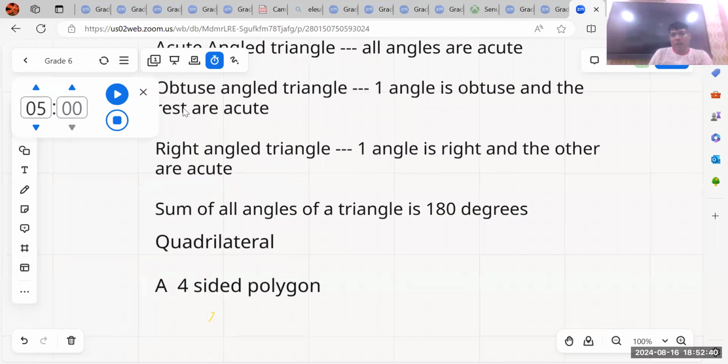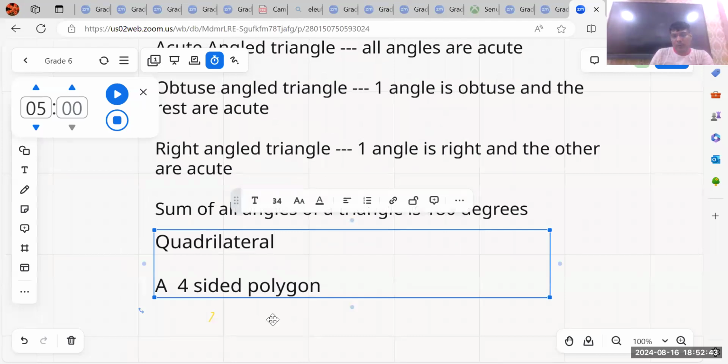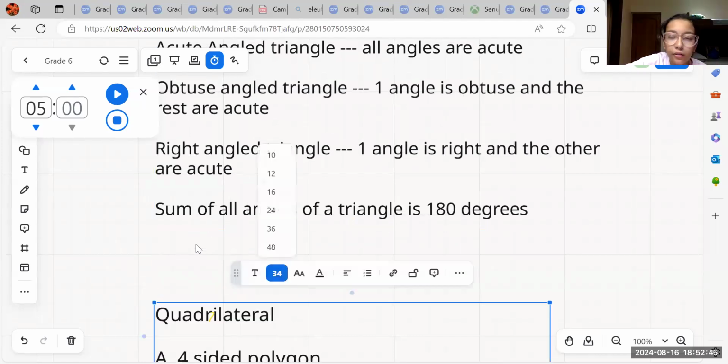So Geetal, where is Gorish? He was here only. I don't know.